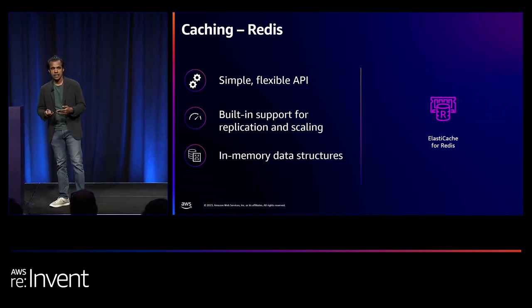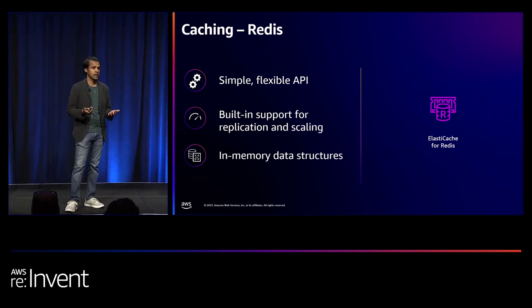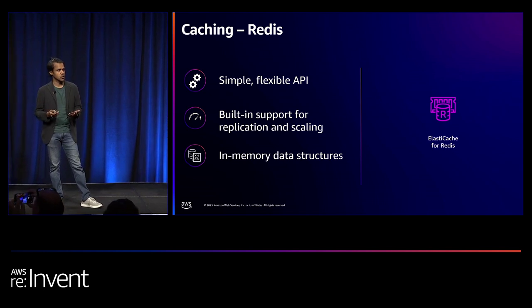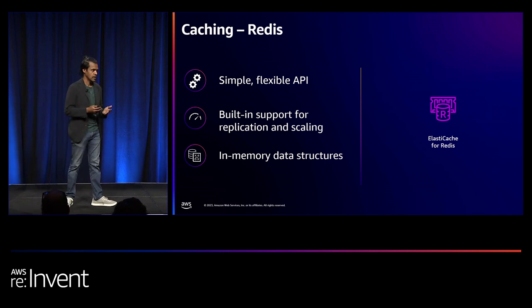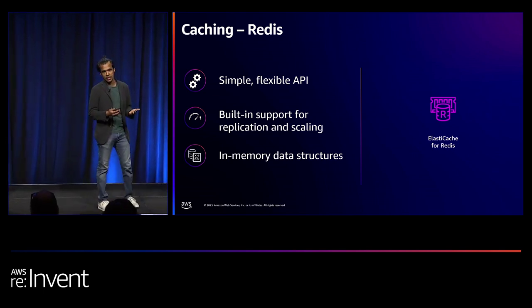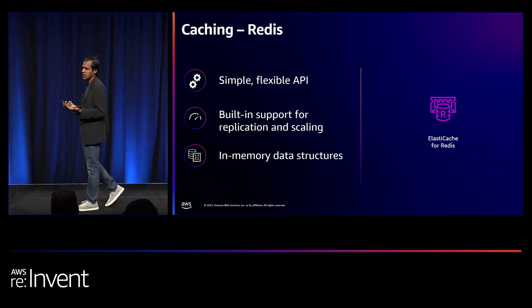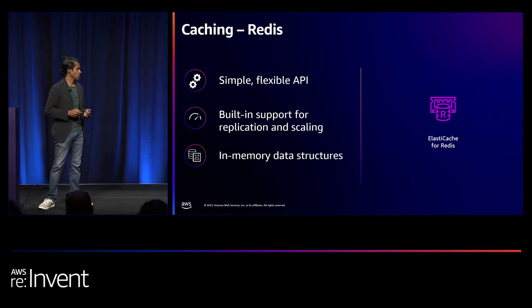Right? It has built-in support for replication and scaling. If you're using ElastiCache today, you're aware it allows you to operate in cluster mode enabled, which lets you operate in a multi-sharded cache environment. So you can scale out, add more shards as needed, add more replicas as needed, and scale back in when the traffic is low. Right? And we touched upon the in-memory data structures, so I'm not going to go deep.